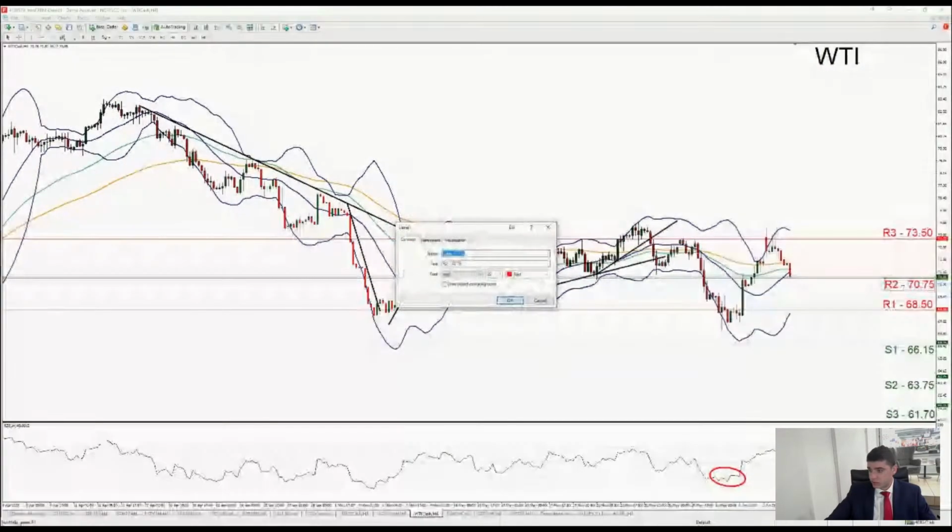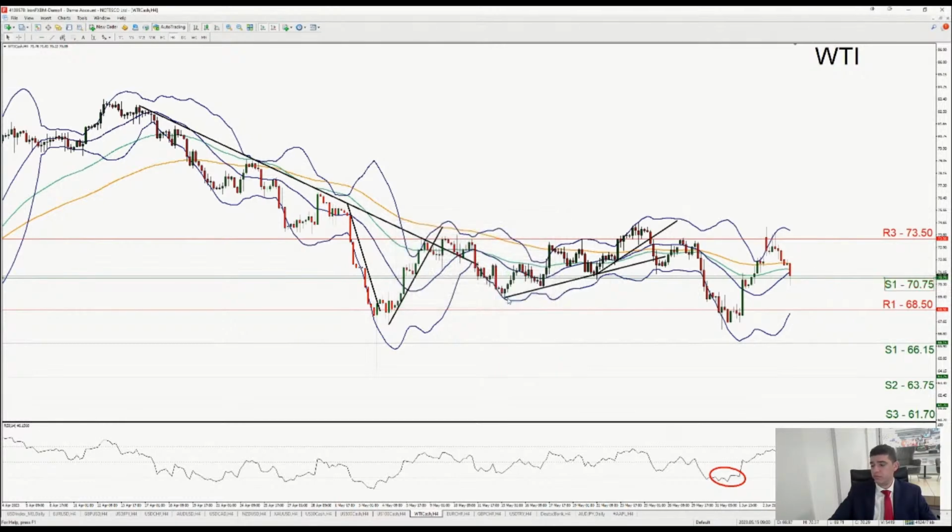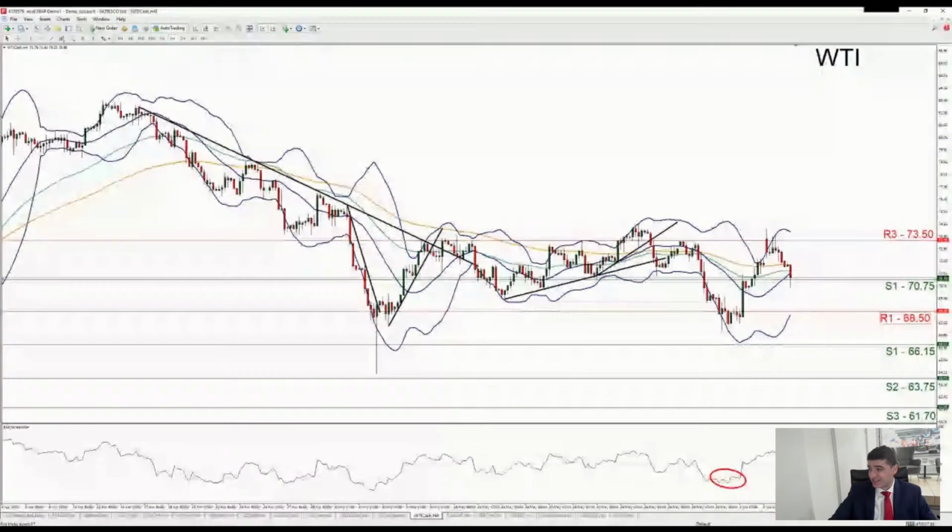So this becomes RS1. Now, despite it moving slightly lower, we maintain a bullish outlook. Should it fail to break below S1, it would potentially for us move higher. R1 becomes S2.